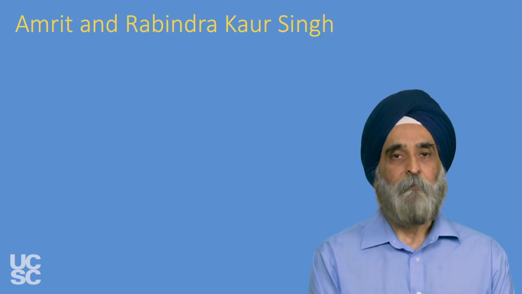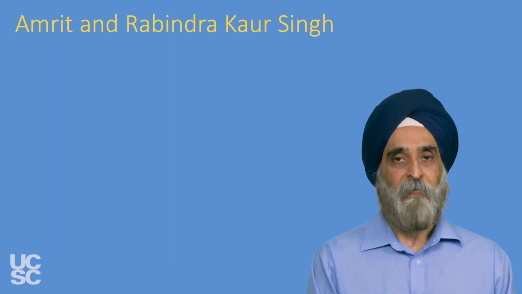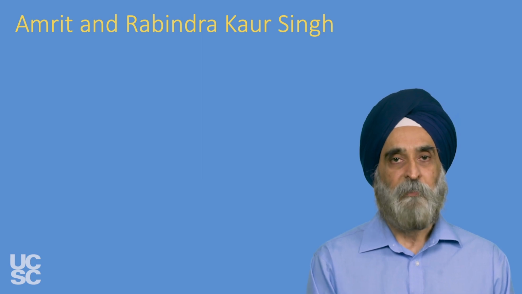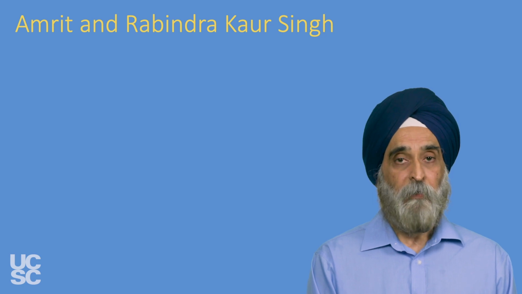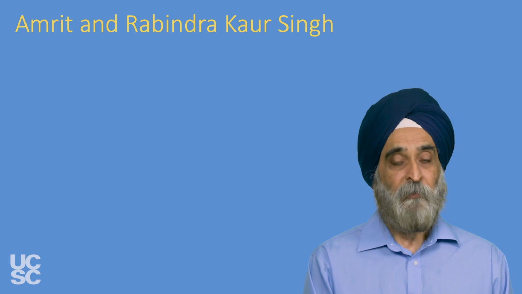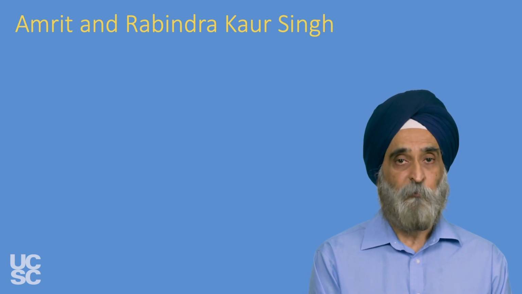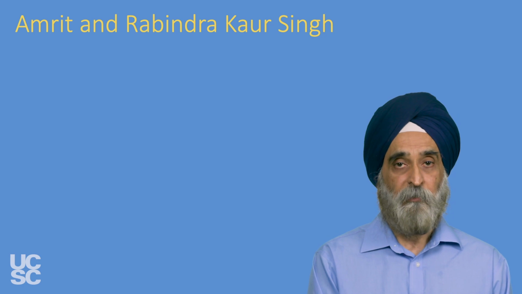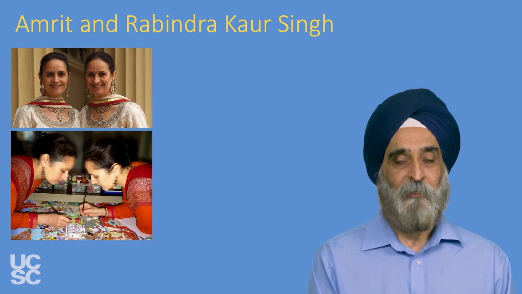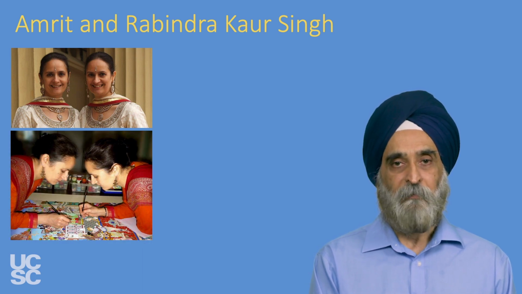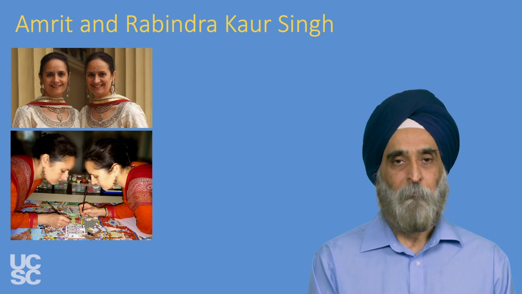Now we'll go forward in time and also jump continents. Amrit and Rabindra Kaur Singh are two modern painters, very much alive, and they were actually born in Britain, so they are part of the Sikh diaspora, which we'll be talking about in more detail in a future lecture. Here's one photograph of them. They're twins, and here's another very nice photograph of them working, and you can get a sense of their style.